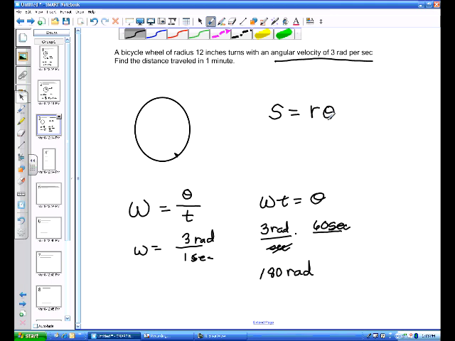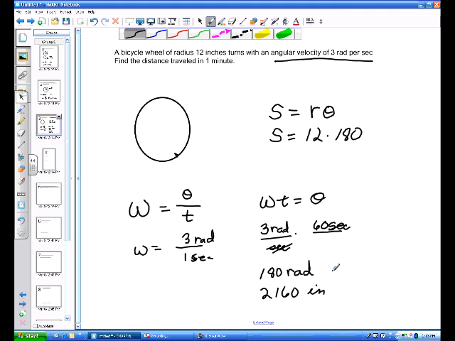It was 180 radians. We know the radius, so the distance that we're going to travel will be 12 inches times the 180, which turns out to be 12 times 180. We could get our calculator out there. 2,160 inches is how far we've traveled in that 1 minute.